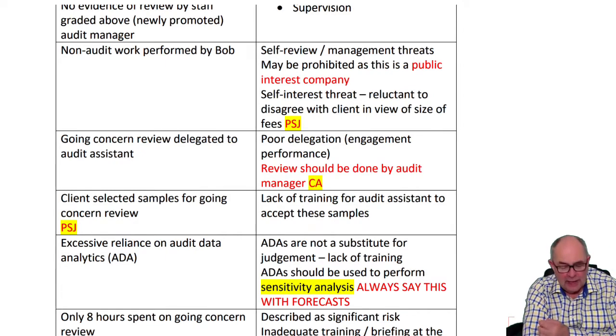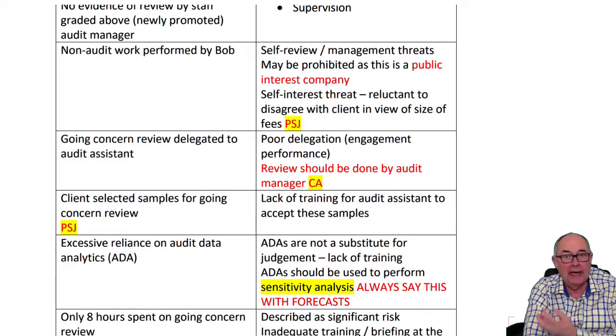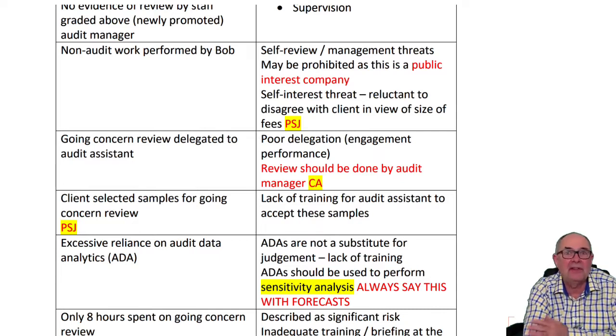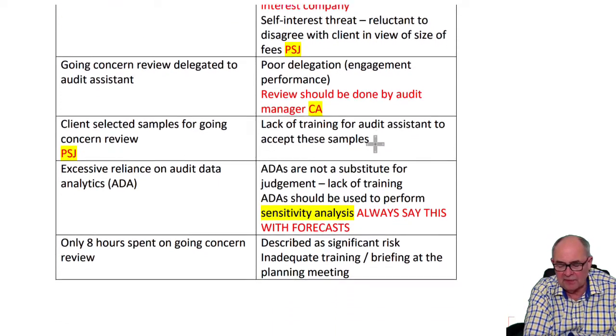In addition, when you look at the fee levels, which are enormous for this special work, clearly that's where the fees suggest a self-interest threat arising. And don't forget to explain self-interest, that there's a perception at least that Bob would be reluctant to disagree with the client because of the size of the fee.